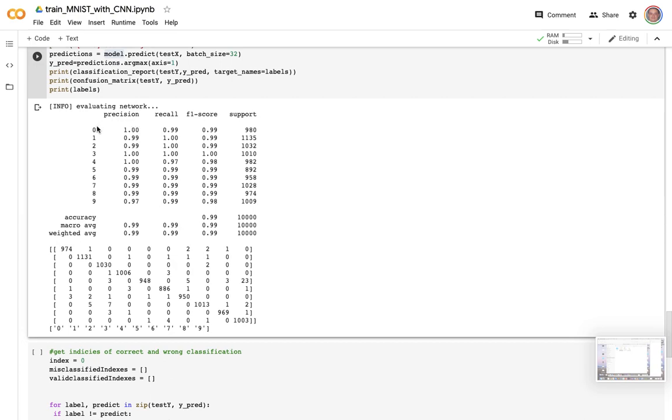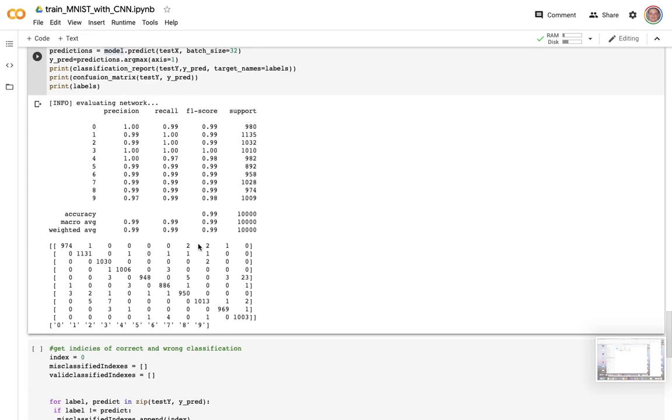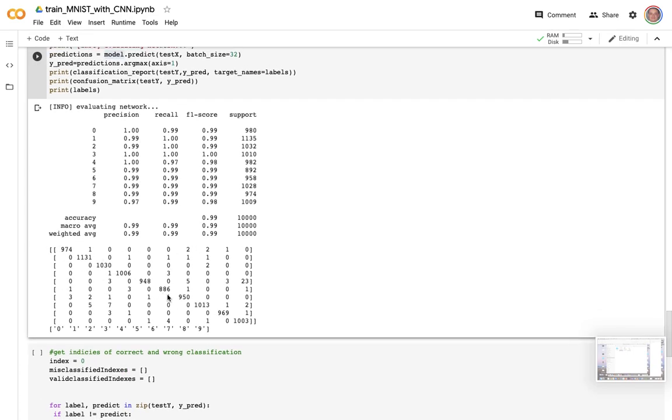So this will give you all the information. These are the labels you have from 0 to 9, and this is the precision, recall, F1 score, and the support. This is worth checking to make sure that you have a balanced data set. And this is the overall accuracy, macro average and weighted average. And then we have our confusion matrix.